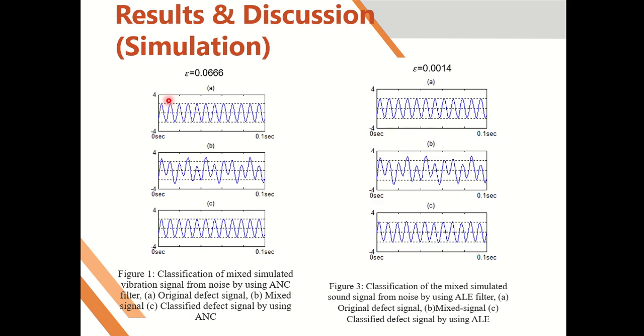Okay, as you see, on your left is the signal that has been filtered by using the ANC filter, and the right one is the signal that has been cleaned or filtered out by using the ALE filter. So this one, the left one, this is figure one, from the top is the actual signal, and then we mix it up with other signals.